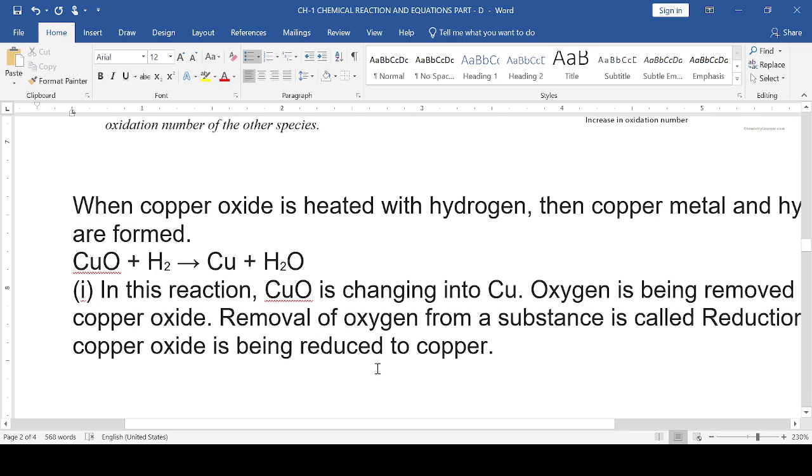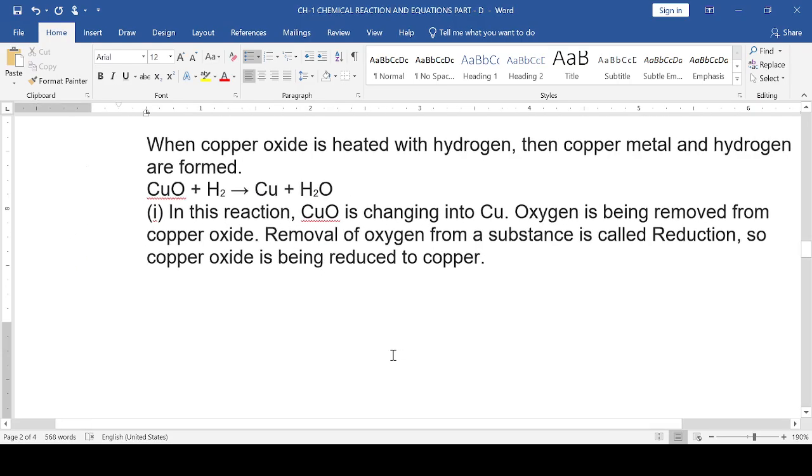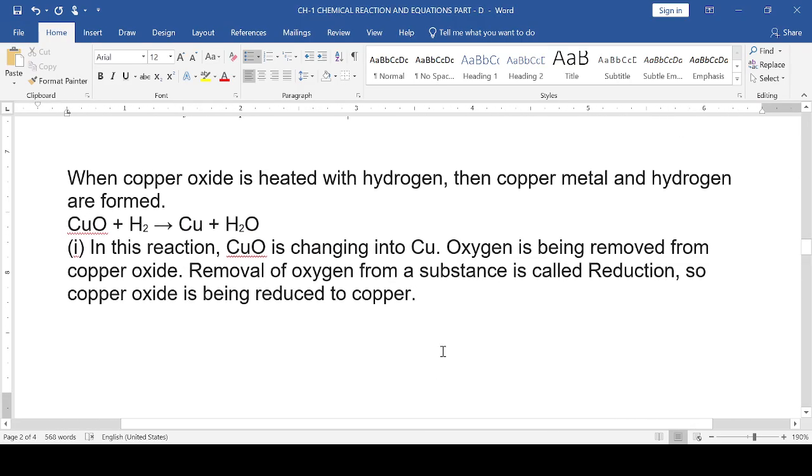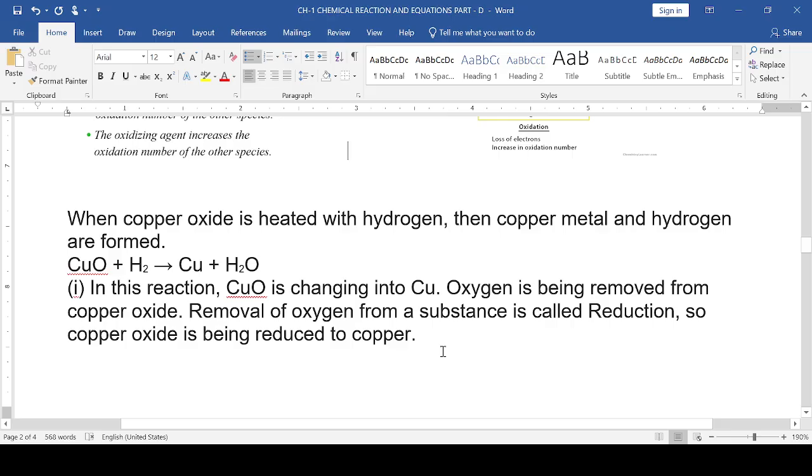These are the examples. Examples play a very important role, students. When copper oxide is heated with hydrogen, copper metal and water are formed. CuO plus H2 gives copper plus H2O.